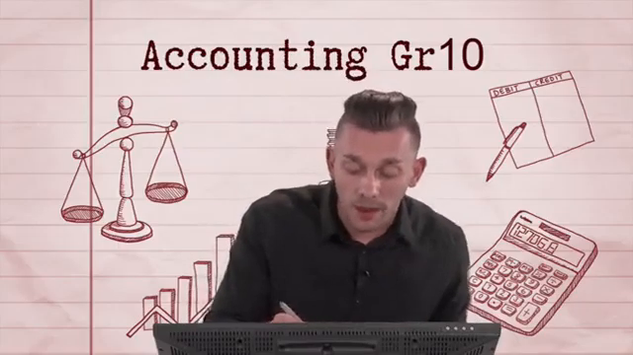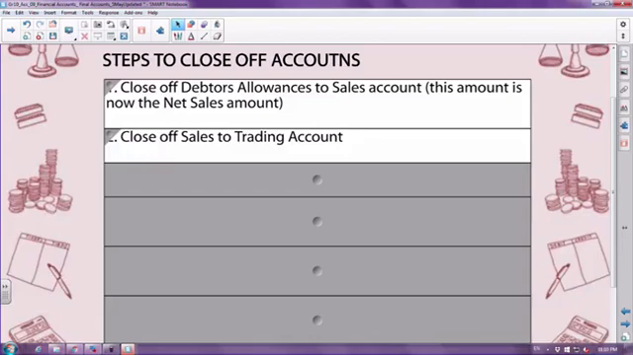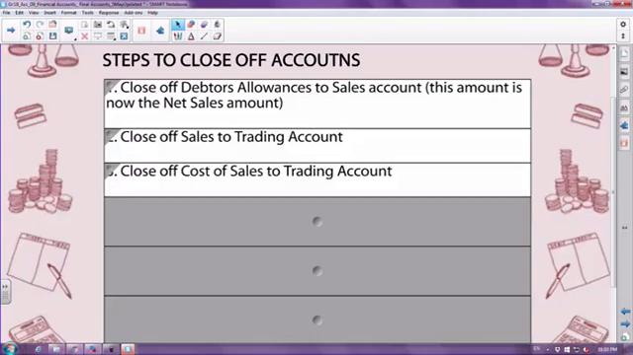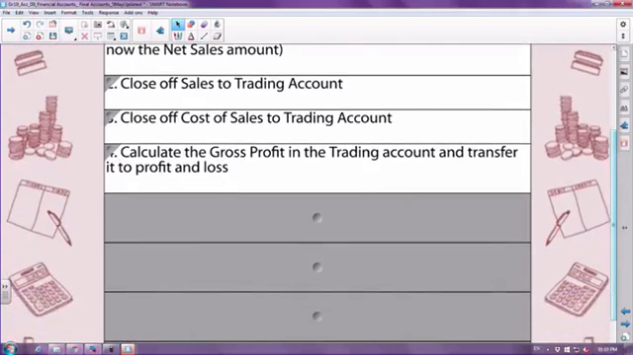Okay, step number 1, you have to close off your debtors allowances to your sales account. So your debtors allowances will close off from the credit side, you'll take it to sales on the debit side. This will be your net sales. Step number 2, close off sales to your trading account. So sales will go to the debit side, trading account will now be credited. Then step number 3, close off cost of sales to trading account, and then trading account needs to be calculated. Your gross profit will be calculated there, and you will take it then to your new account called profit and loss. That will be step 4.